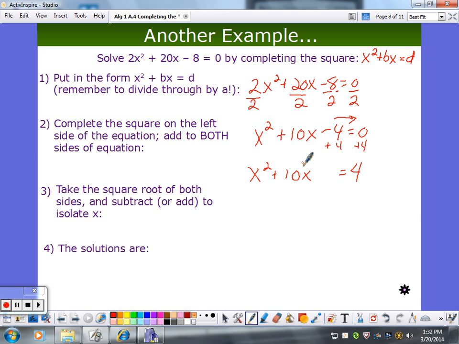Everybody's paying attention? Complete the square. So I have a 10 here. What's going to go here? Plus what?